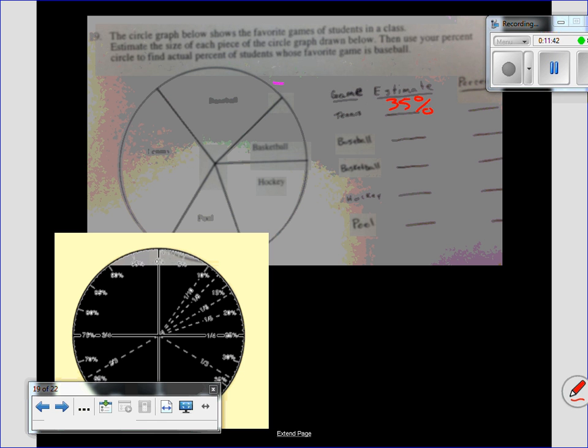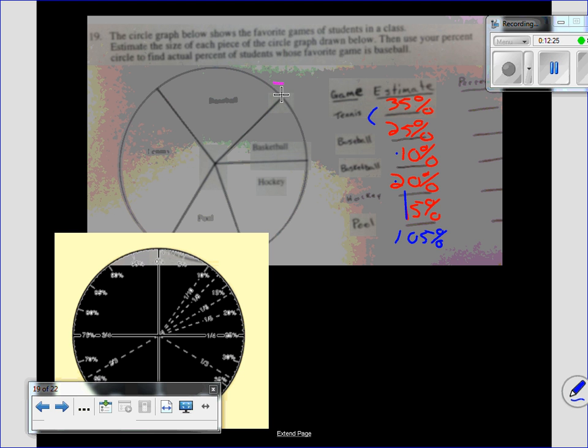Baseball, it looks like it's pretty close to 25%. Basketball looks like it is probably right around 10%. Hockey looks like it's almost 25%. We'll give it a 20%. And then pool, we'll give that one about 15%. If I add all these up, 35 plus 25 would give me 60. 60 plus 10 is 70. Plus 20 is 90. Plus 15 is 105.